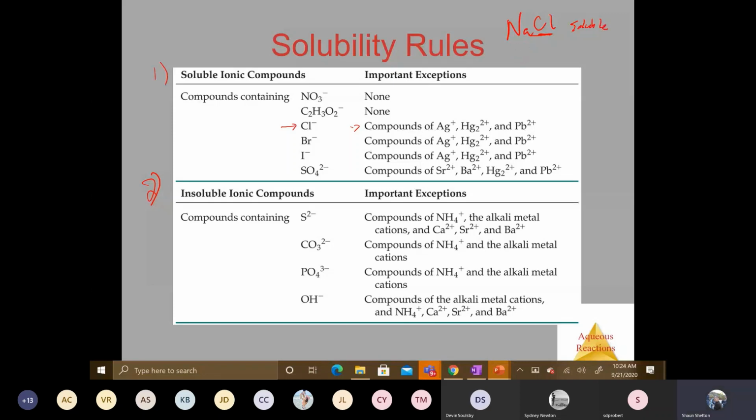Now, let's take the opposite. Let's say we take AgCl. We still go back and find the Cl. Cl is in the soluble category. We established that a minute ago. Compounds of silver. Okay, stop for a second. This is silver. This is an exception. That makes AgCl insoluble because it's an exception to the rule in the first group.